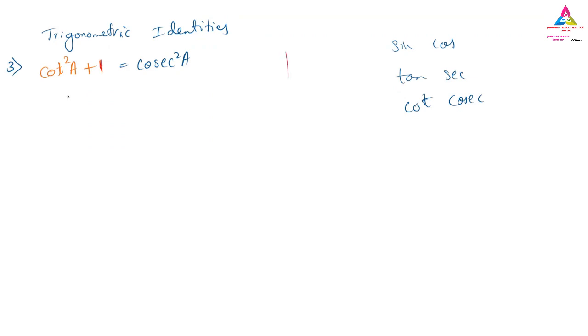For the derivation of this also, we will take a right angle triangle. This is A, this is B, and this one is C. And I will rub this.